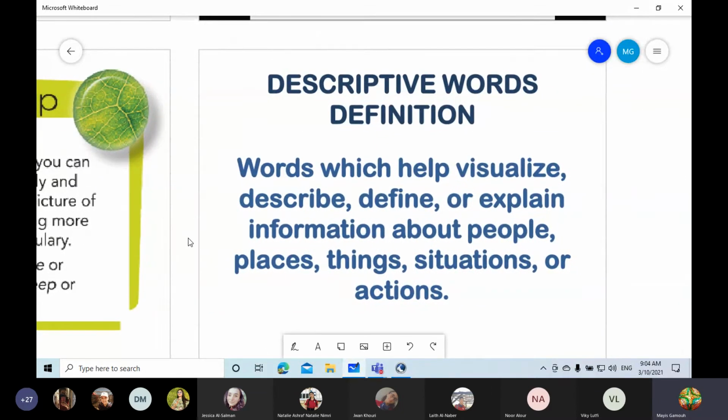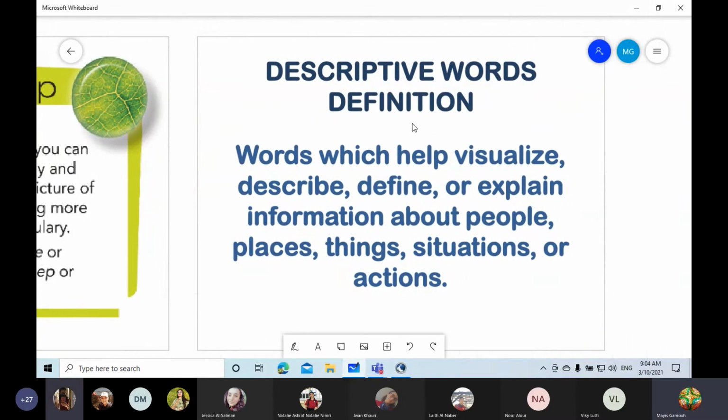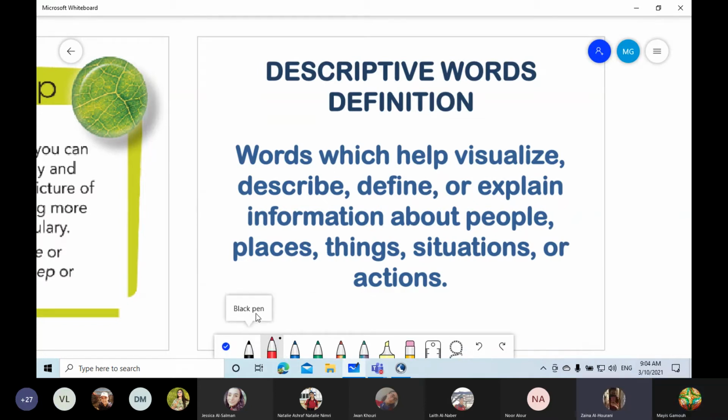So descriptive words, Zaina, can you read the descriptive words definition? Words which help visualize, describe, define, or explain information about people, places, things, situations, or actions. Thank you, dear. So when I want to define the word descriptive, this means words which help us to visualize. What's the meaning of visualize? Who can tell me? To imagine. Visualize.